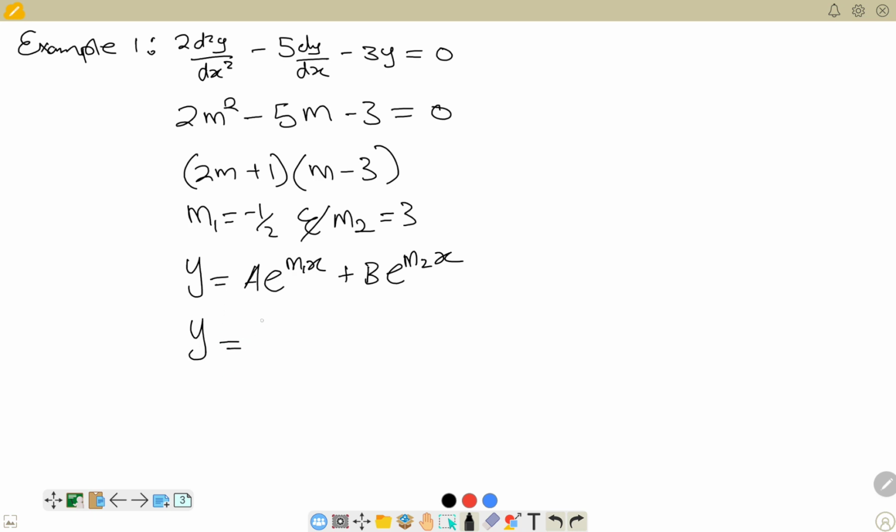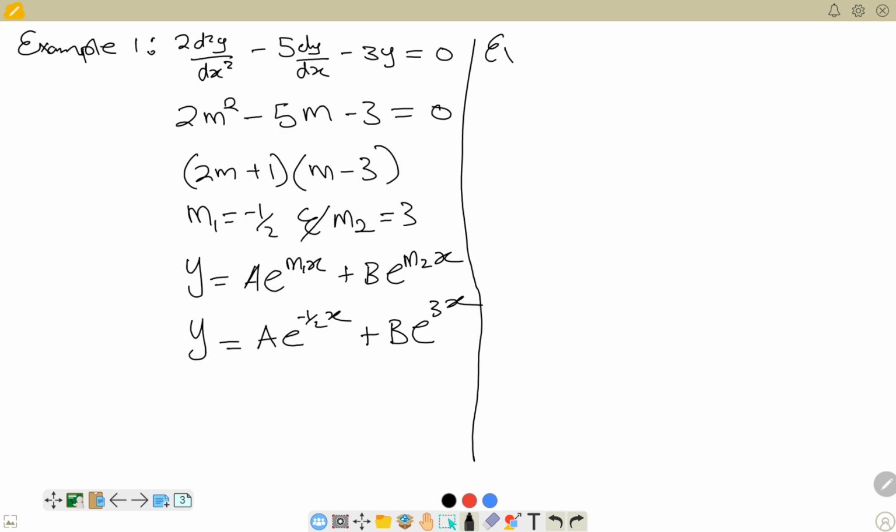Then we'll substitute the values of m1 and m2. Then we will have the following. m1 is negative 1 over 2, then x there, plus b, e, then m2 is 3, then we'll have 3x. So this is the general solution. We do not have to worry about a and b for now because we are only evaluating for the general solution. So let's look at another case now.